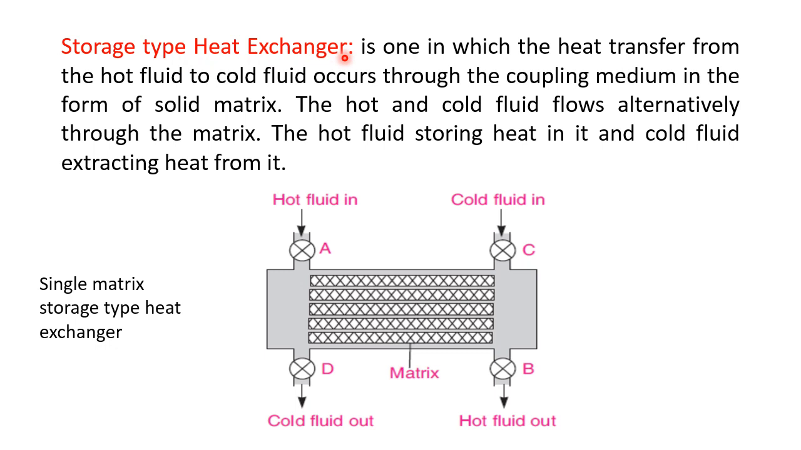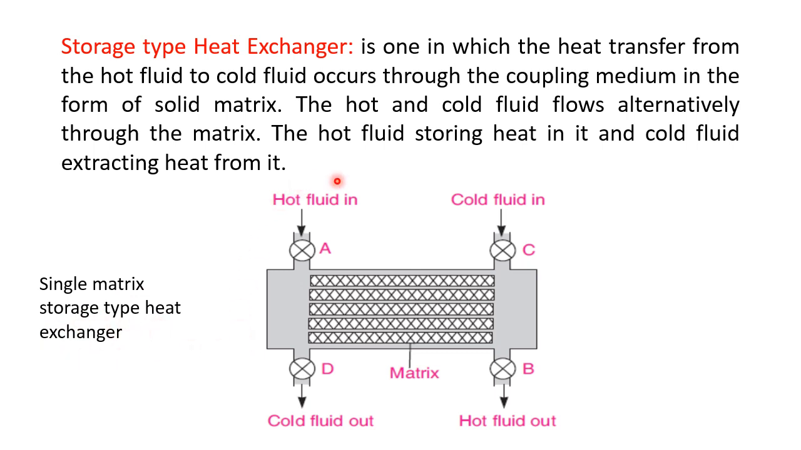Next we will study the storage type heat exchanger. The storage type heat exchanger is one in which the heat transfer from the hot fluid to the cold fluid occurs through a coupling medium in the form of a solid matrix. The hot and the cold fluid flow alternately through the matrix, the hot fluid storing heat in it, and the cold fluid extracting heat from it. The example for this storage type heat exchanger is the single matrix storage type heat exchanger.